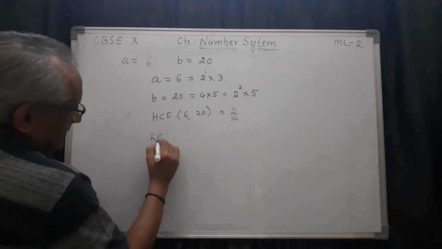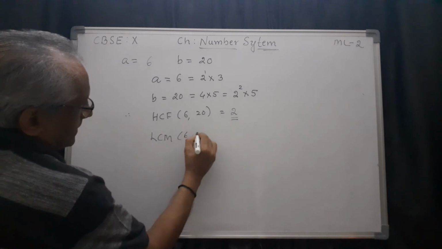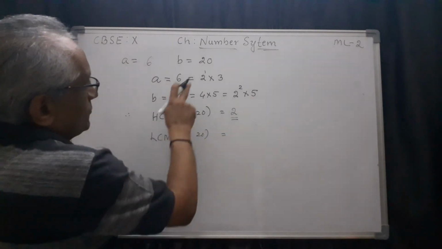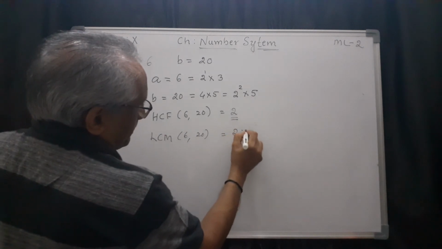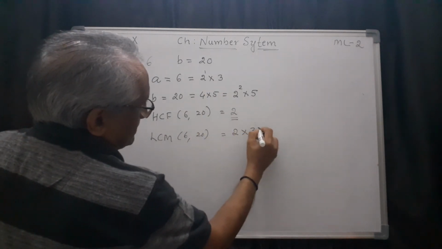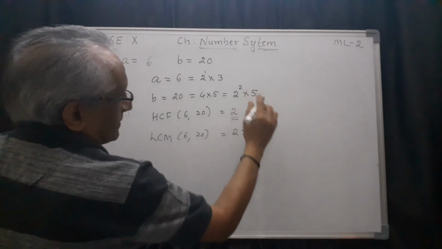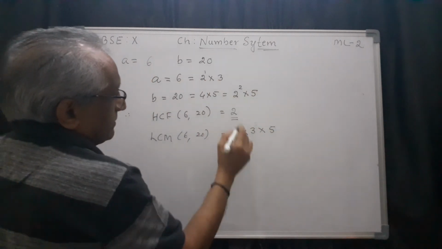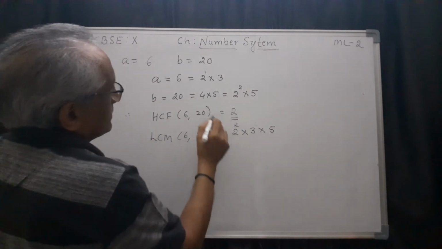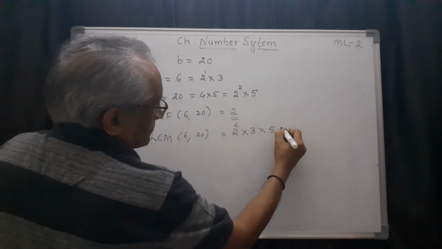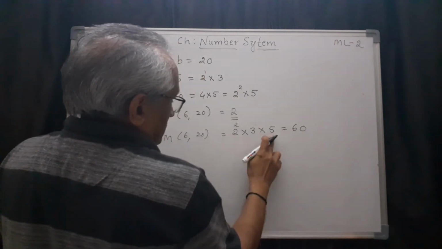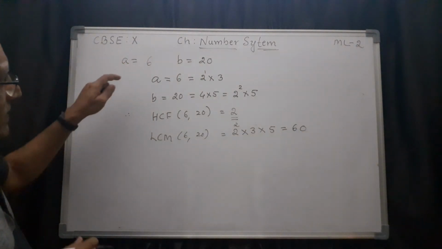Then LCM of 6 and 20. So what is the rule? 2 I have to write, no choice. 3 also I have to write. For LCM I have to write all the factors. Then 5 also I have to write. Rule is highest power I have to write, therefore it is 2 square, then 3, then 5. So this is 60. Yeah, 60.